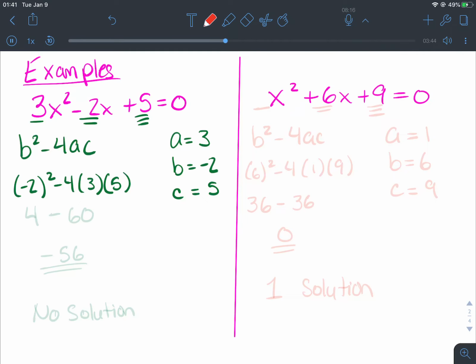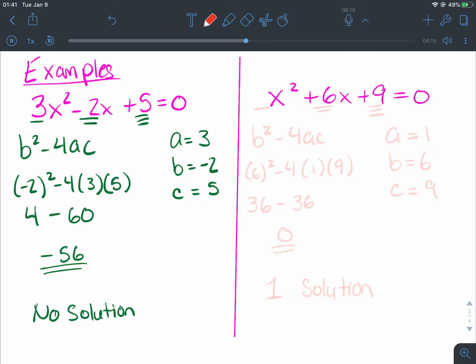-2 times -2 is a positive 4. And there's only one negative sign, so we know it's minus. 4 times 5 is 20. 20 times 3 is 60. So 4 minus 60 is -56. And guess what? It is a negative number. So the answer is no solutions, or no solution.